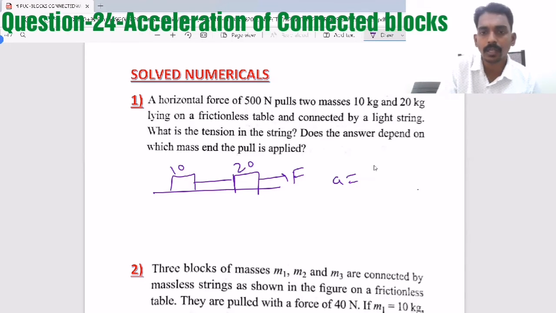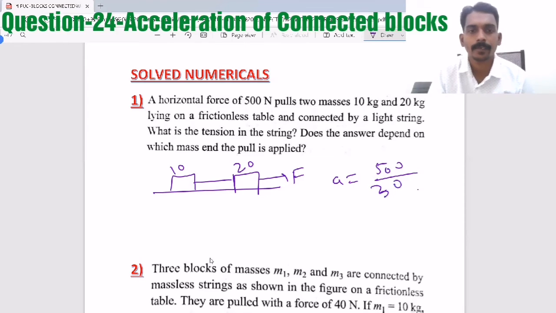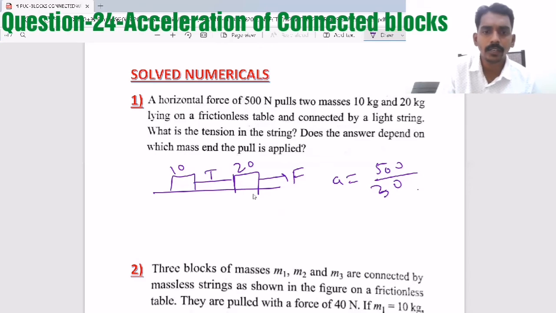Now acceleration is F, which is 500, by 10 plus 20, that is 30. Now they are asking what is the tension. So here tension equals, this is pulling 10, so 10 into A. A is 500 by 30. So the zeros cancel, and it is 500 by 3.